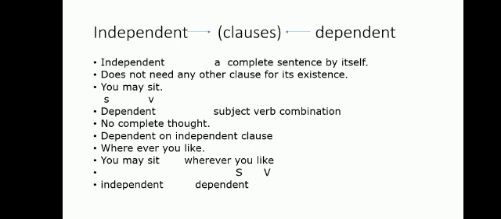So here, girls, when I join these two clauses together, you may sit and wherever you like, now you see, you may sit wherever you like. It means that when a dependent and an independent clause are combined together, they give you the complete sense.